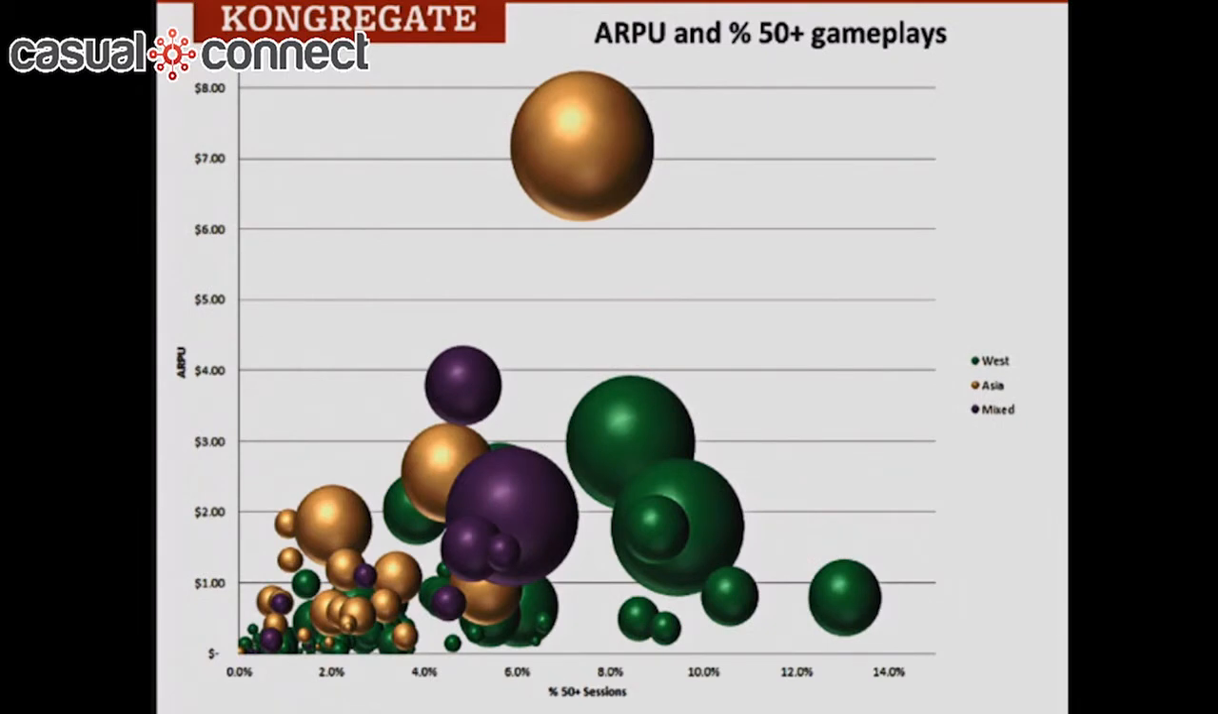And the same holds true for long-term retention. This is the percentage of players who play the game 50 times or more. Again, green bubbles on the right, so a higher percentage of players end up playing the game 50 times or more and being retained in the long run in games by Western developers.